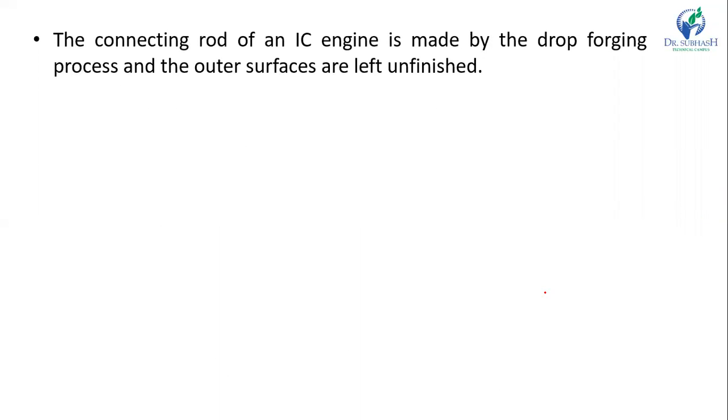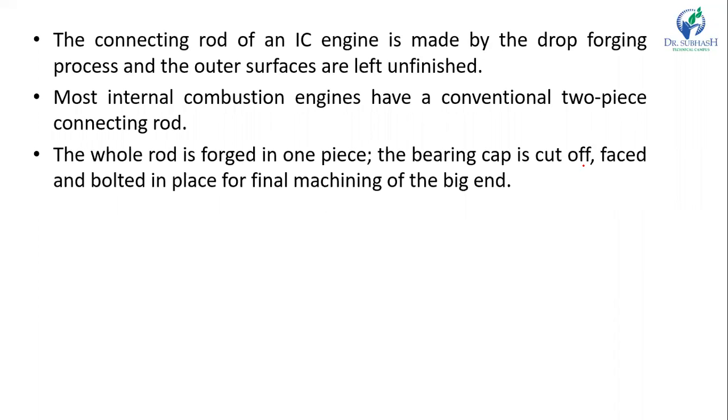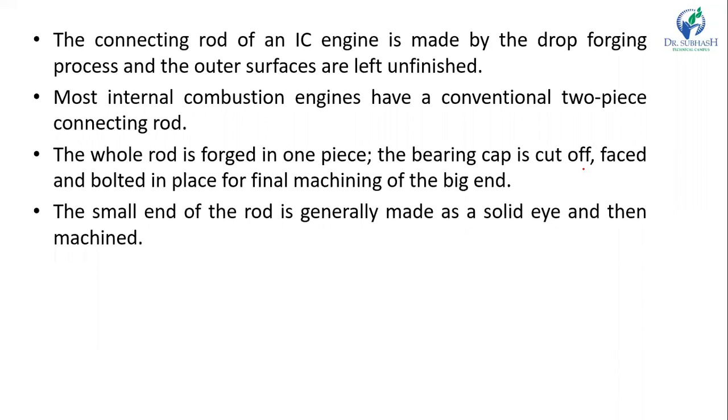The connecting rod of an IC engine is made by the drop forging process, and the outer surfaces are left unfinished. Most internal combustion engines have the conventional two-piece connecting rod. The whole rod is forged in one piece, and the bearing cap is cut off, faced and bolted in place for the final machining of the big end. The small end of the rod is generally made as a solid eye and then machined.